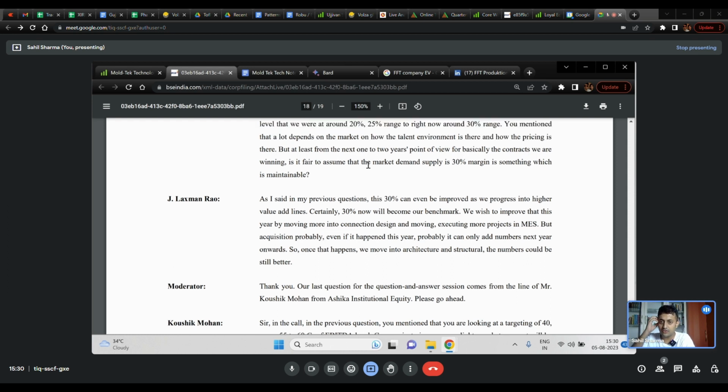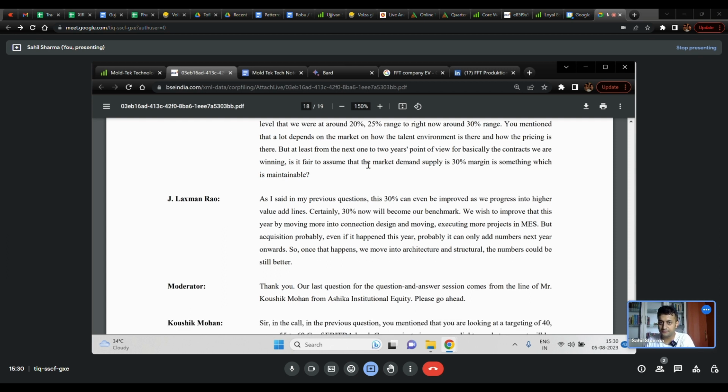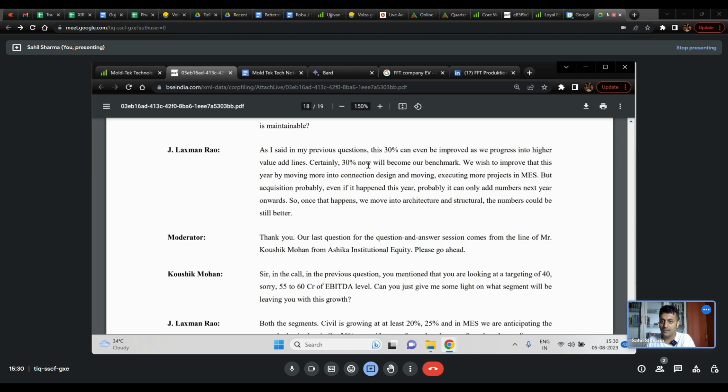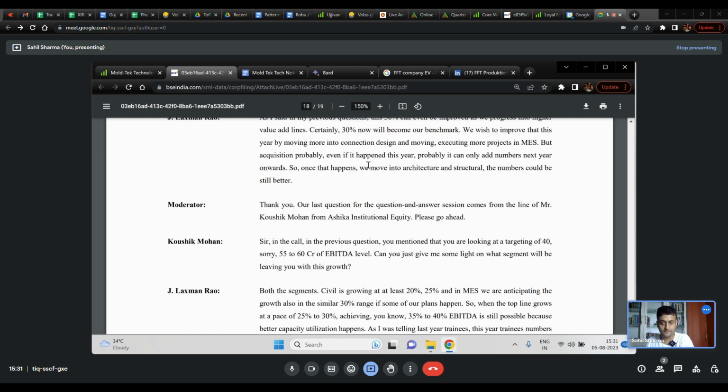Yeah. Now he's talking about the margins, that basically earlier pre-COVID it used to be 20 to 25, now it's 30%, and he's saying that 30% can be improved because they'll get into higher value addition, like I think he said structural design, architectural, fixity or fixed team contracts where the EBITDA margin is 50%, things like that.